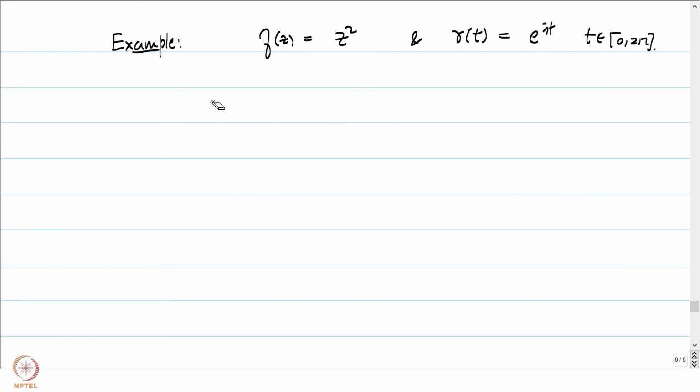Let us look at an example where our function f of z is equal to z squared and gamma of t is equal to e to the power i t for t in 0 to 2 pi. So, we know that z squared has a 0 at 0 with order 2. So, the number of zeros in the unit disk, counting multiplicities, is going to be 2 here.